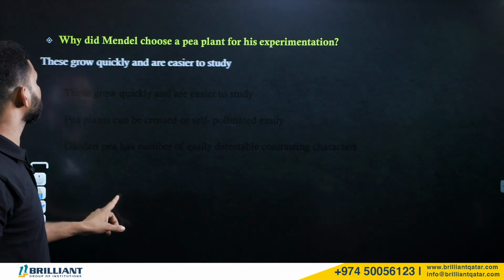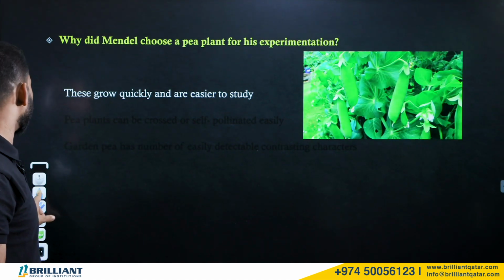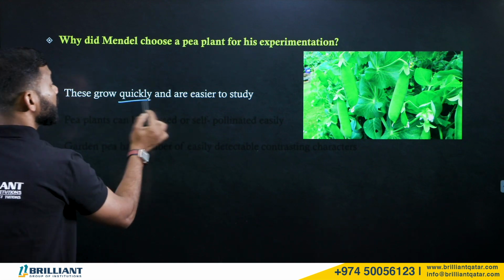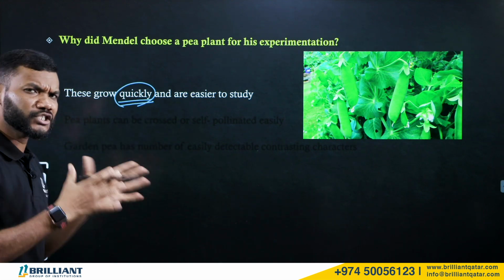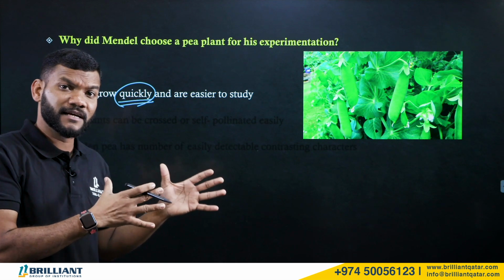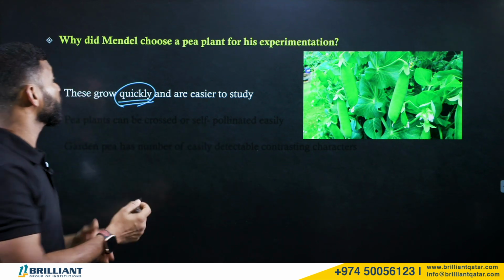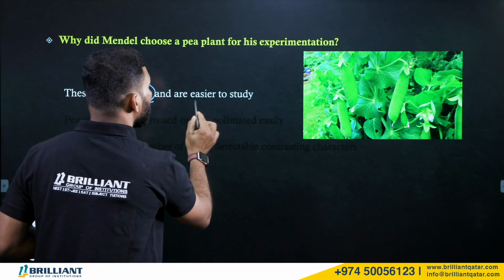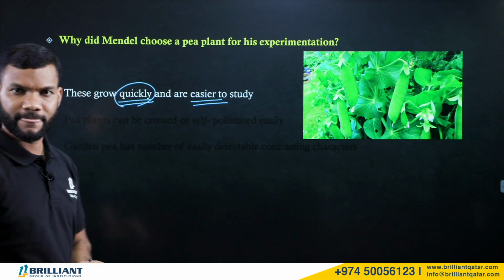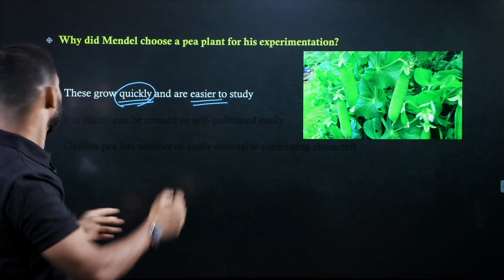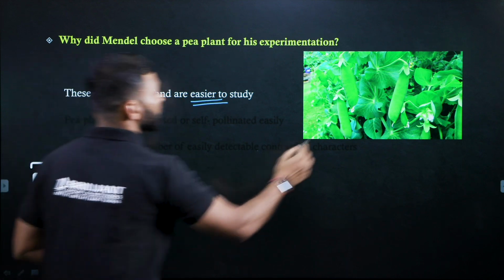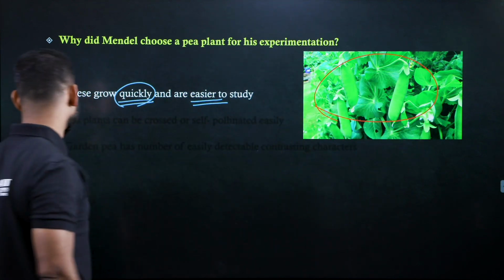First reason is that these plants grow very quickly. Their life cycle is very short. Within a short period of time, they reproduce fast and are very easy to study. That is one of the reasons he selected this one.